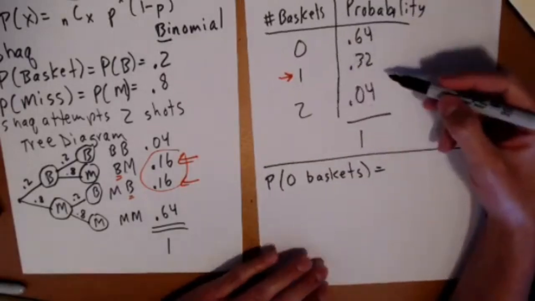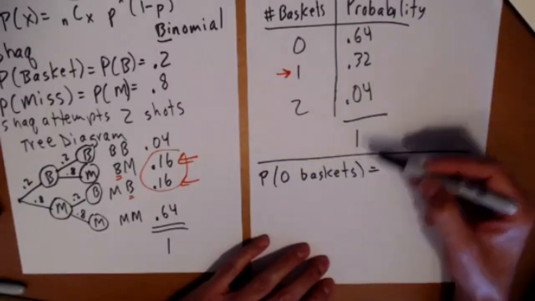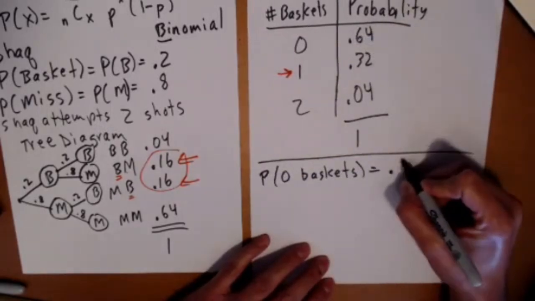We're not going to use the table. We're going to use the calculator. But let's say we have the table. Probability of 0 baskets. That would be 0.64. Okay.